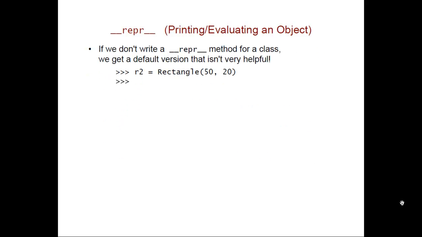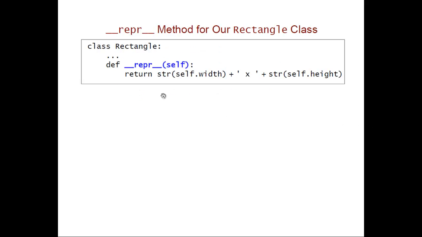Now here again, if we don't implement our own version of this method, we get a default version, but it isn't typically very helpful. So for example, let's say I have a rectangle object that I construct and I assign its reference to R2. If I then evaluate R2, I'm going to see something that looks like this. And you can see it's not terribly helpful. It doesn't give me any useful information about the object. So what I'm going to do instead is implement my own __repr__.